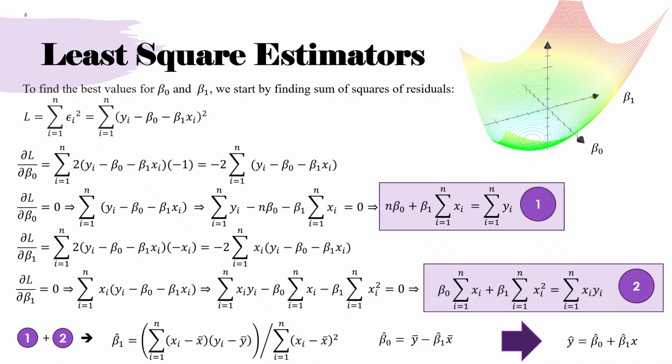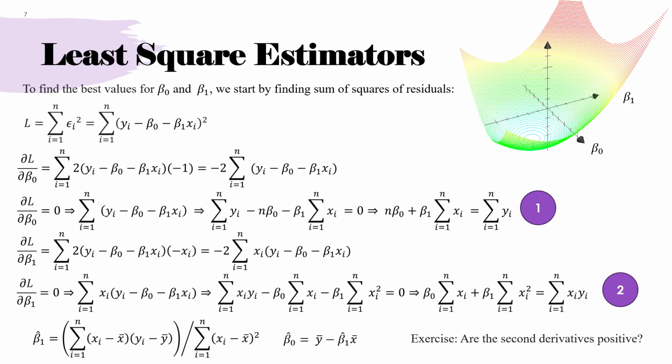The slope estimate is given by the ratio of how x and y vary together to how x varies by itself, capturing the strength and direction of the linear relationship. Once the slope is determined, the intercept is obtained by forcing the regression line to pass through the point defined by the sample means of x and y. Together, these estimates define the unique line that minimizes the overall squared prediction error and therefore best fits the observed data in the least squares sense.